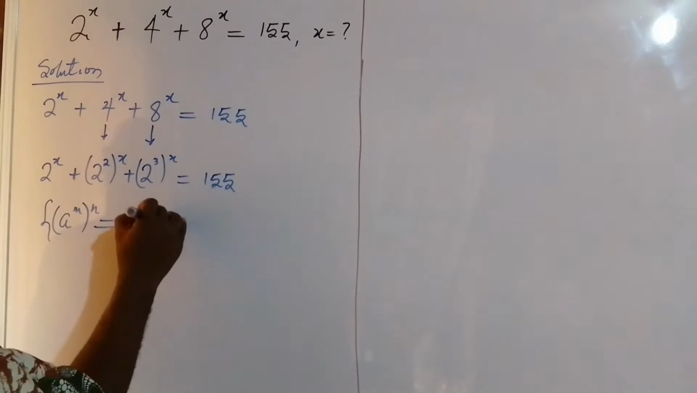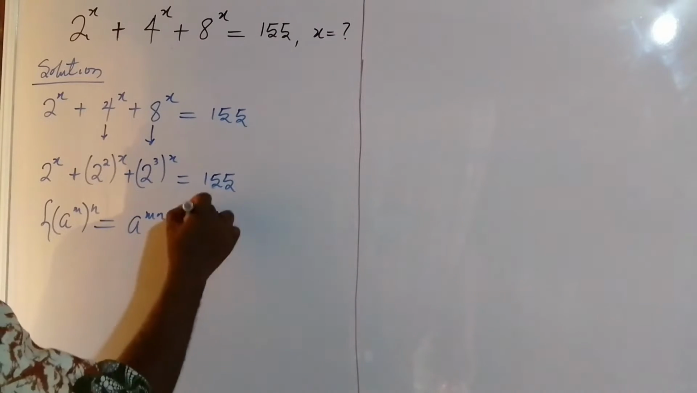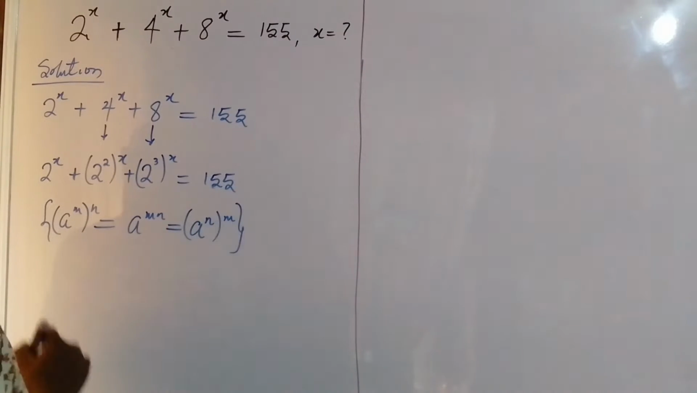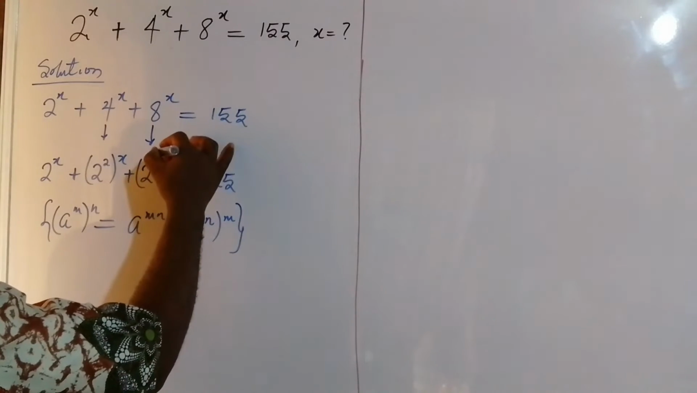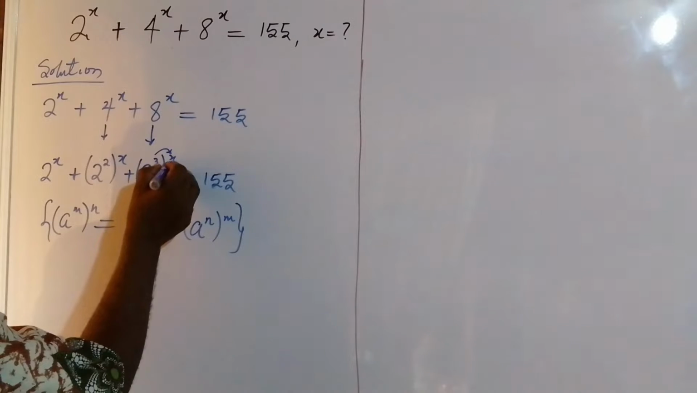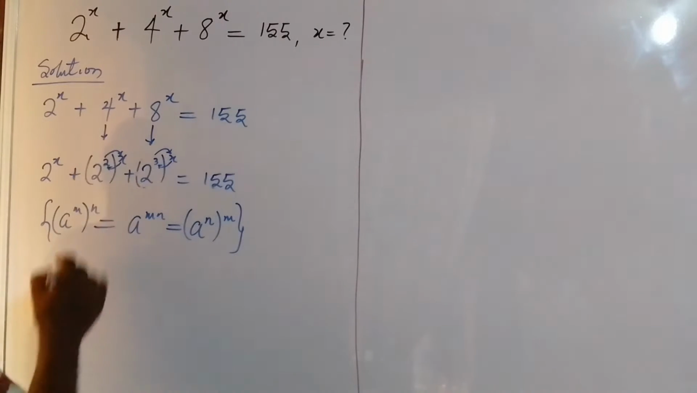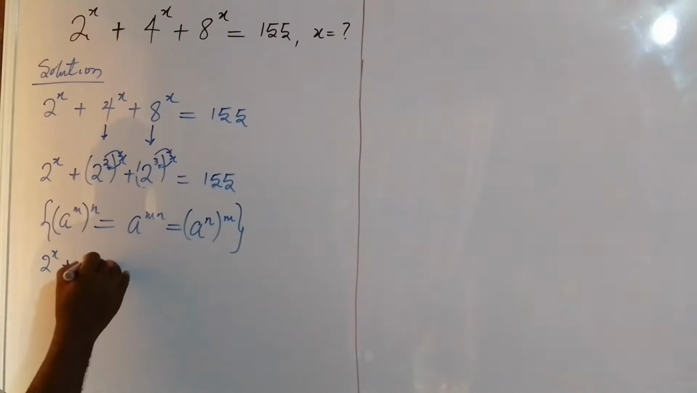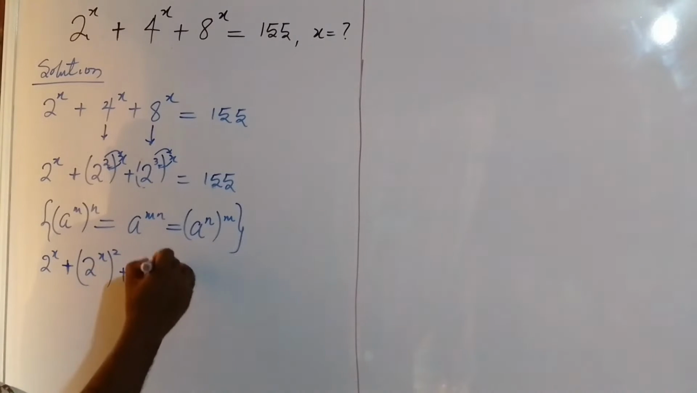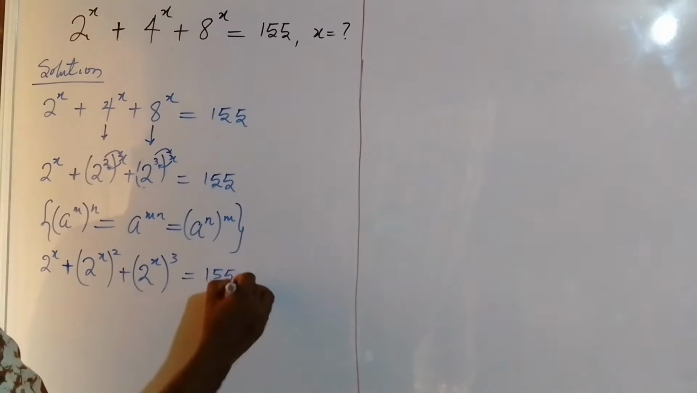So according to this rule, a to the power of m all to the power of n is the same thing as a to the power of mn, which is the same thing as a to the power of n all to the power of m. So I'm going to apply this law here, switching this and this. The equation now becomes 2 to the power of x plus 2 to the power of x all squared plus 2 to the power of x all cubed equal to 155.